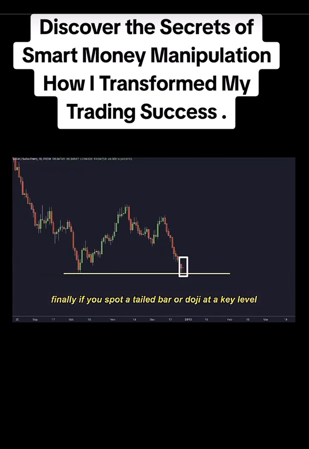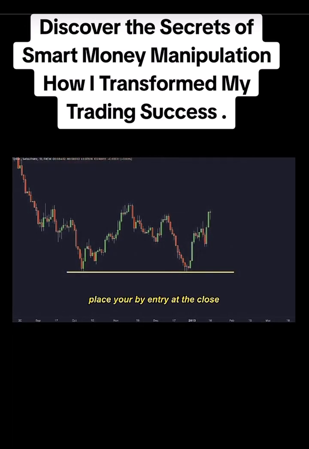Finally, if you spot a tailed bar or doji at a key level, these can also serve as confirmation signals. At a support level, a bullish tailed bar or doji shows indecision, but potential for reversal. Place your buy entry at the close, stop loss below the support, and target the next resistance.